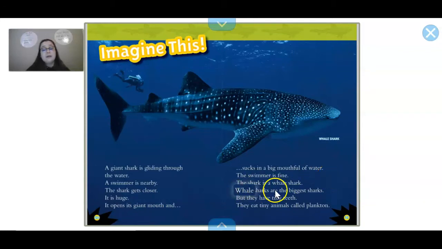And then she goes on to say whale sharks are the biggest sharks. So that's telling me that that's the biggest kind of sharks that there are, right? So she's telling us size, how big it would be if we saw it. But they have tiny teeth. So that's telling us that that shark has little small teeth. So in our head, we can picture that shark's mouth with little tiny teeth.